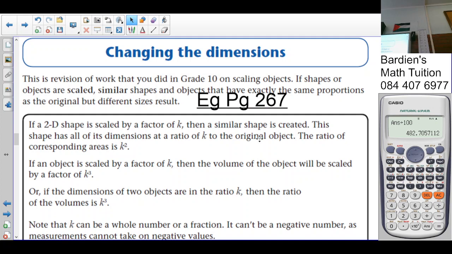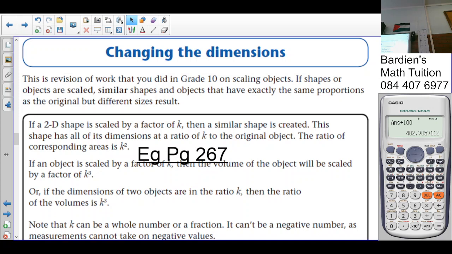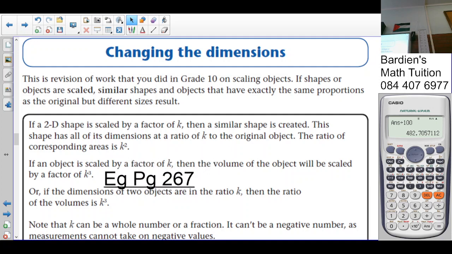Okay, this is a revision of work that you did in grade 10 on scaling objects. If shapes or objects are scaled, similar shapes and objects that have exactly the same proportion as the original but different sizes result. Okay. If a 2D object is scaled by a factor of k, then a similar shape is created. This shape has all its dimensions as a ratio of k to the original object. The ratio of the corresponding areas is k squared. If an object is scaled by a factor of k, then the volume of the object will be scaled by a factor of k cubed.